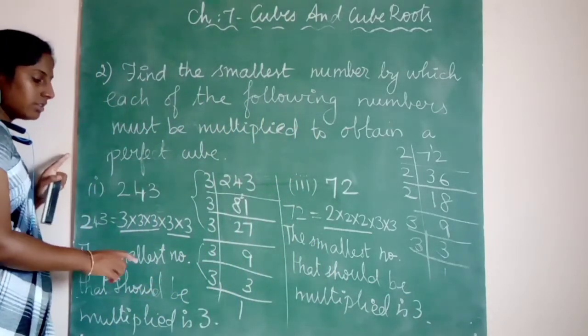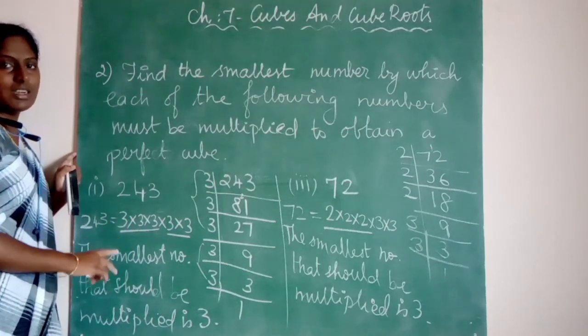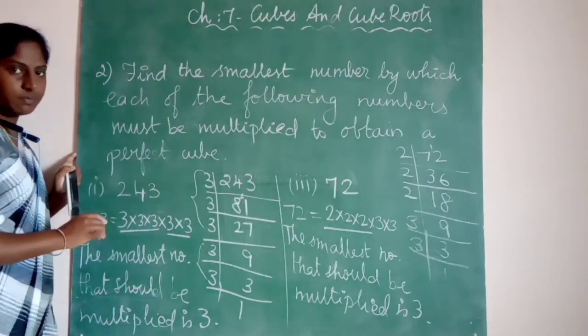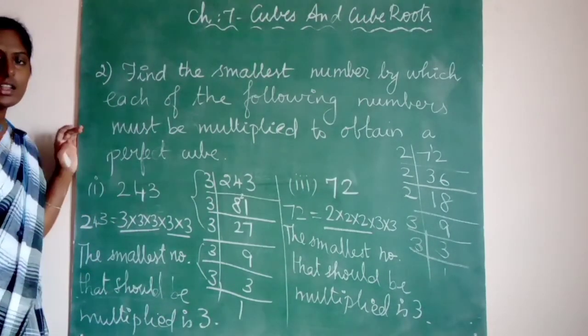Is it clear? You have to do prime factorization, then find which number is left out without a group of 3, and that number you have to multiply to get a perfect cube. Is it clear? And go through the video and understand everything that is taught.